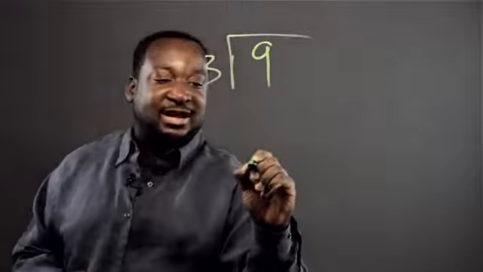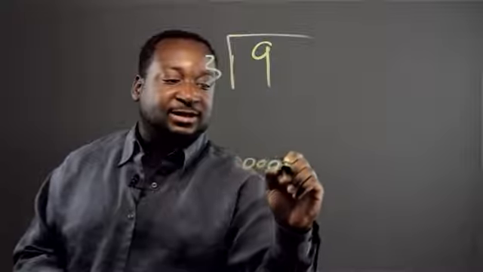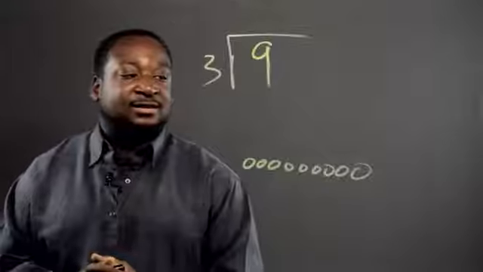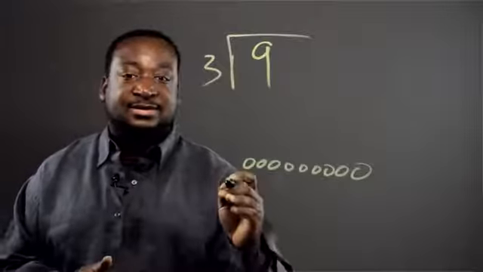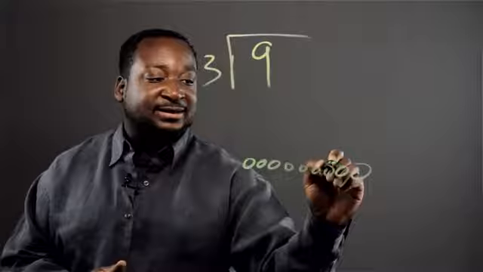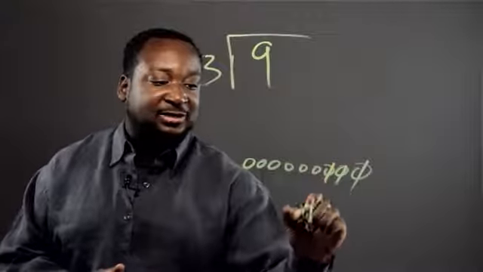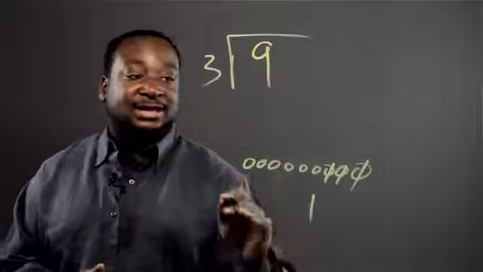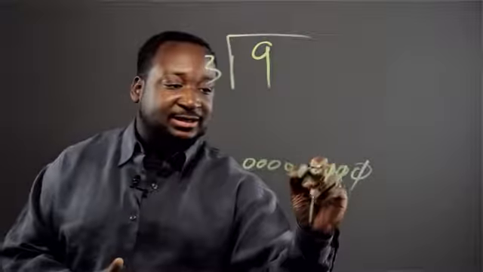So let's say we have 9 objects. 1, 2, 3, 4, 5, 6, 7, 8, 9. First, I'm going to take away 3 from it. 1, 2, 3. I've done that one time. And now I'm going to take away 3 again. We're left with 6 here.